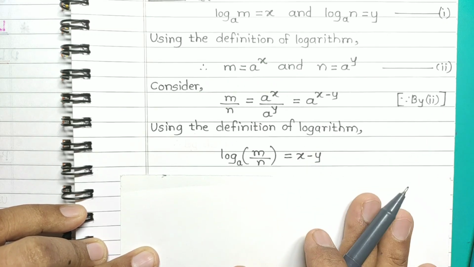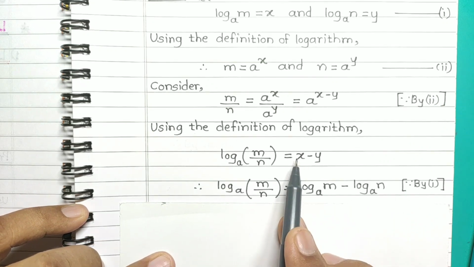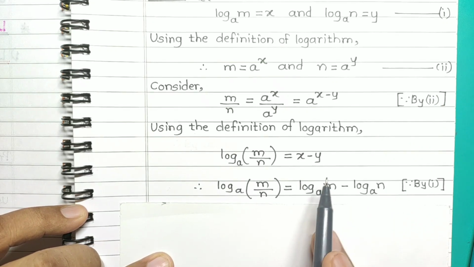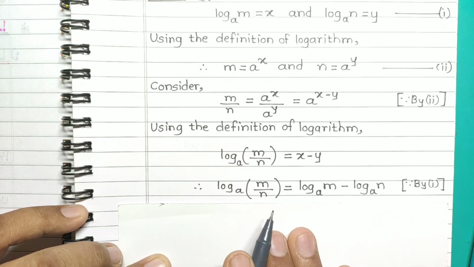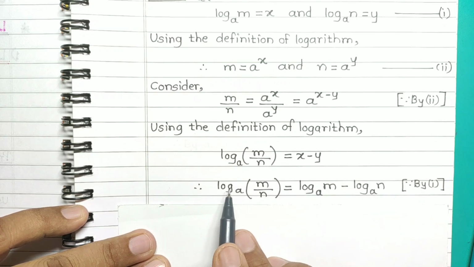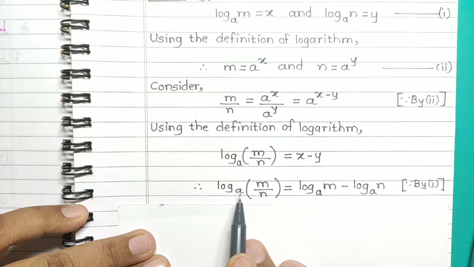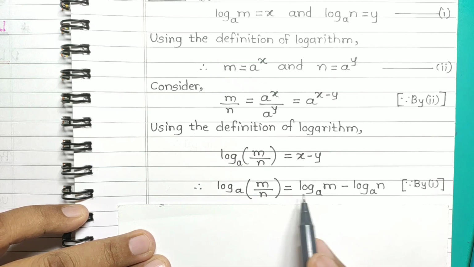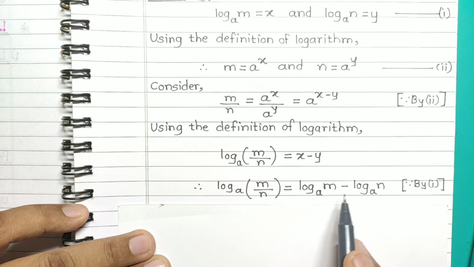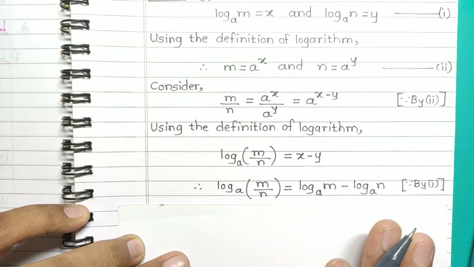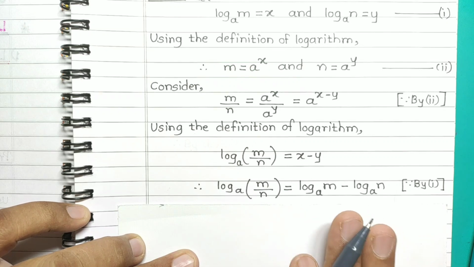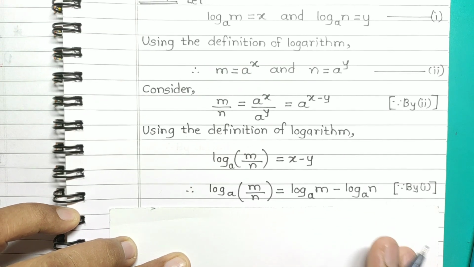But from equation 1 we have x as log of m to the base a and y as log of n to the base a. So we have proved the law: log of m by n to the base a is equal to log of m to the base a minus log of n to the base a. Again, you go through this proof on your own. Okay.